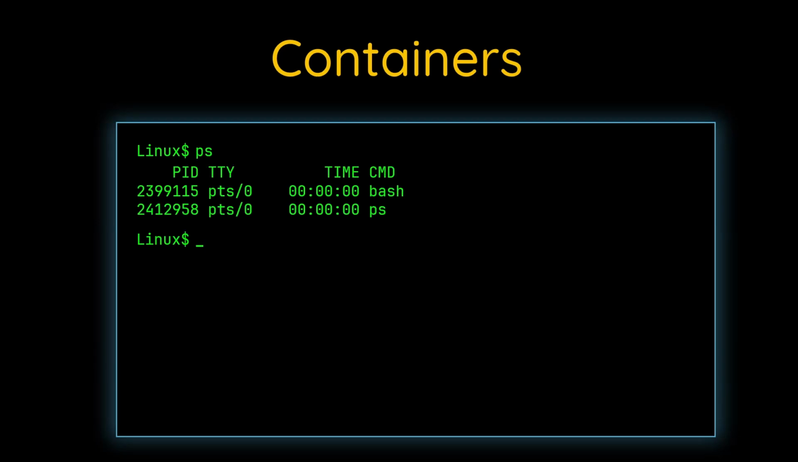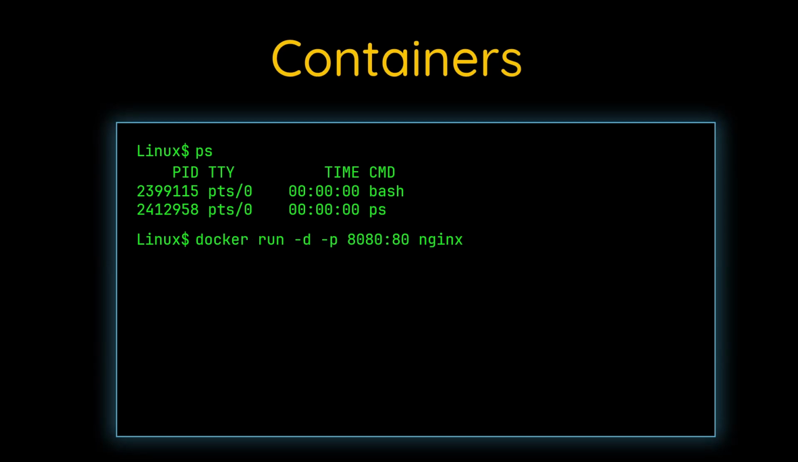Now let's jump into the host system and open up the command line. First thing we'll do is list all the running processes right here. Just type ps and hit enter. You'll see everything that's currently active on this machine, giving us a clear view before we dive deeper into how containers fit into this picture.